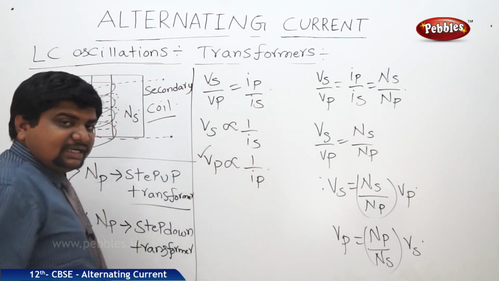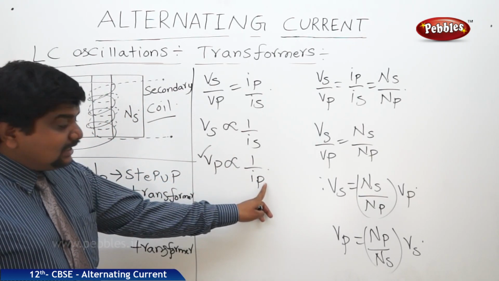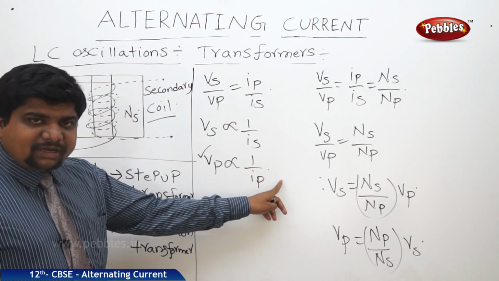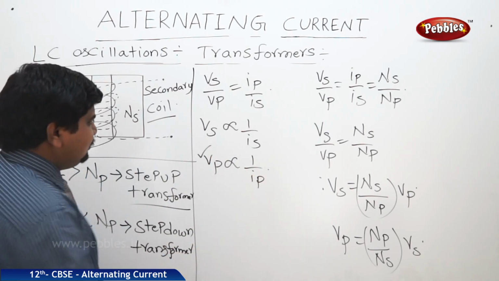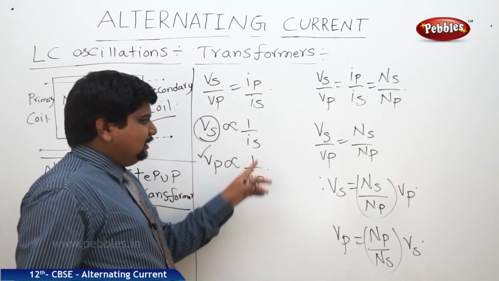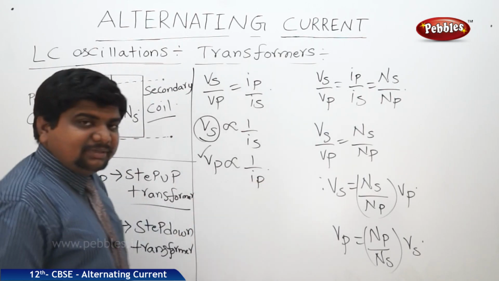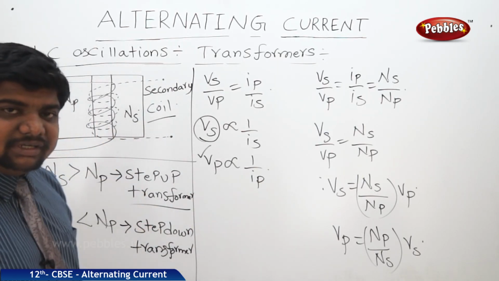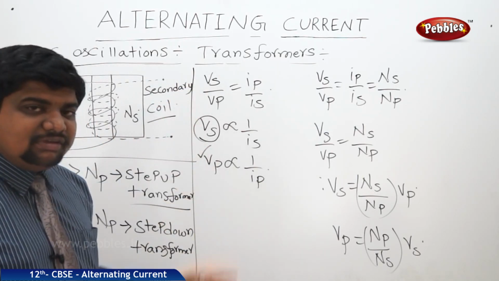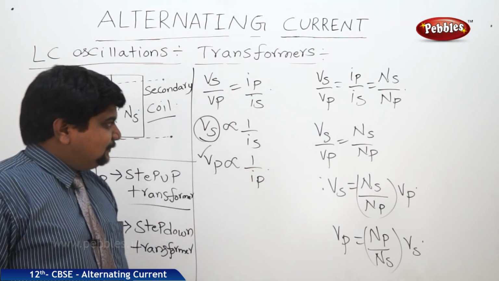If Vp should be greater than Vs, then the current through the primary coil should be less. If Vs should be greater than Vp, the current through the secondary coil should be less. So this is the information about the relationship between Ns and Np and the corresponding Vs, Vp and Ip and Is.